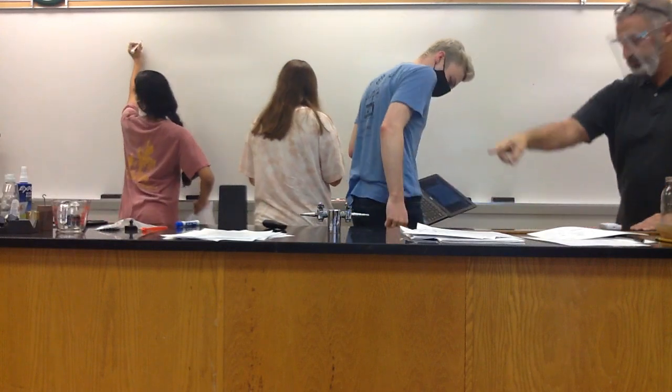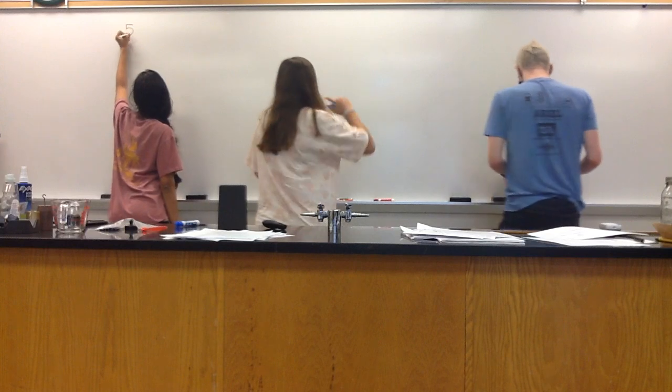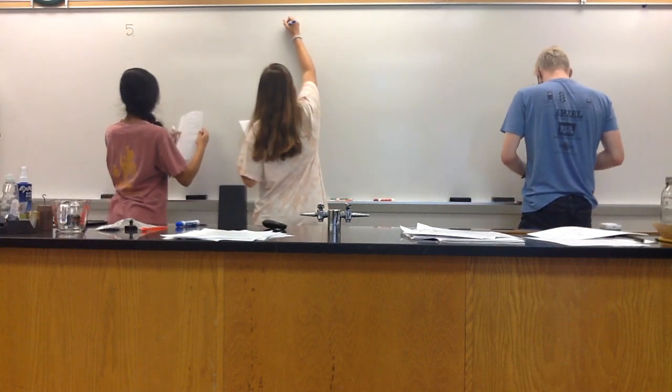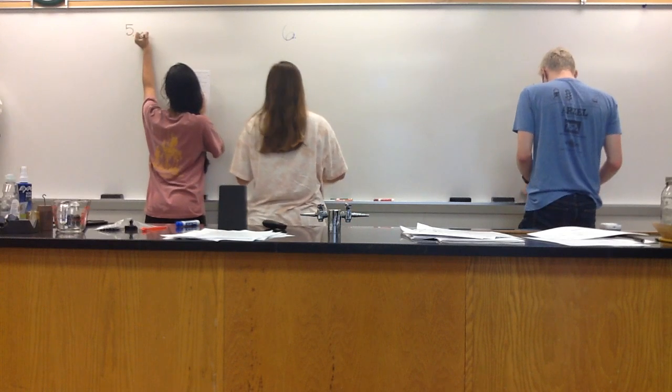Do we need more markers? There's a blue one right here. That's what I got. Do we need to write the whole equation, or should we just...? Just show your work that's needed for it. If the equation's already on there, then you don't need to show it.